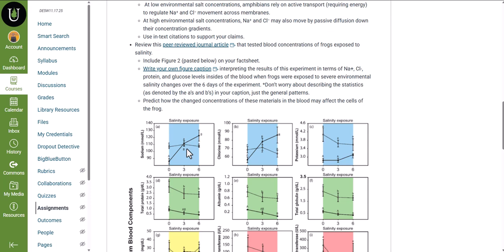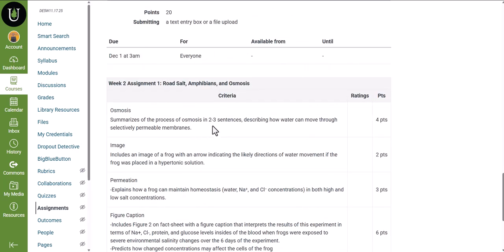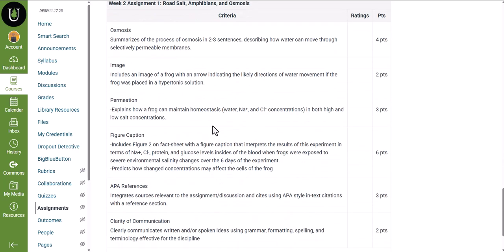We're not going to go into that yet. You don't need to worry about the statistics behind it, but you do need to describe what each of these graphs is showing you. Underneath, you have your grading rubric. Always make sure you look at both the instructions and the rubric.